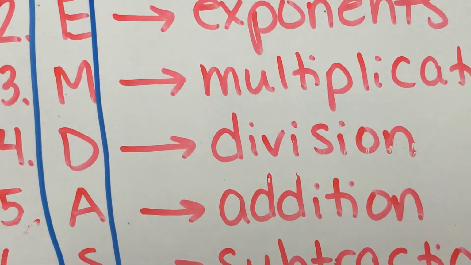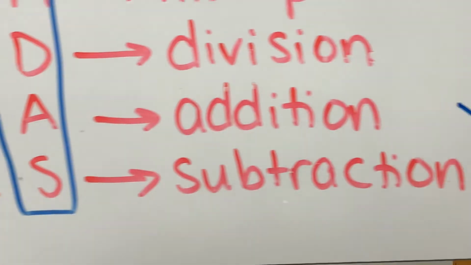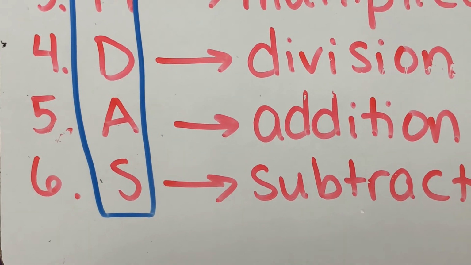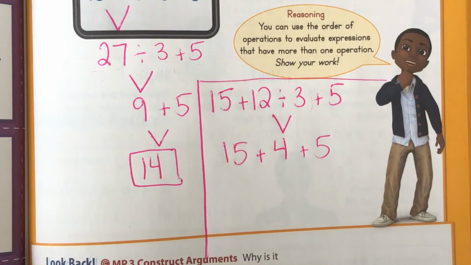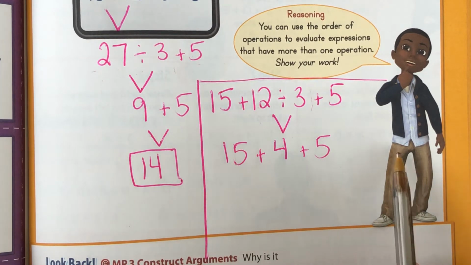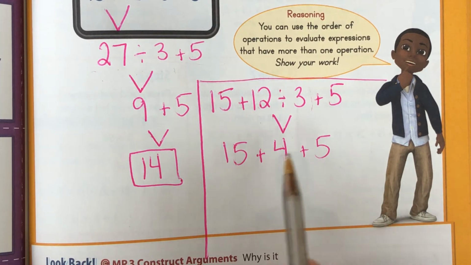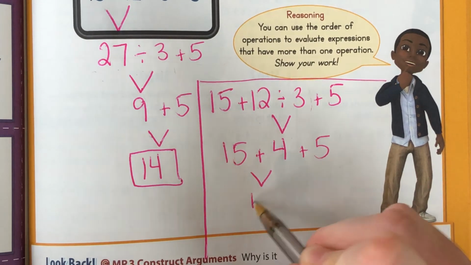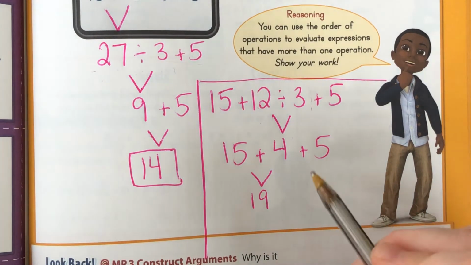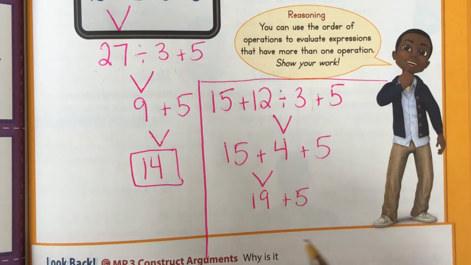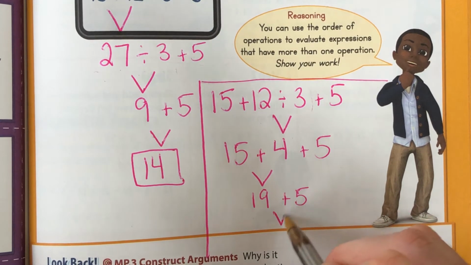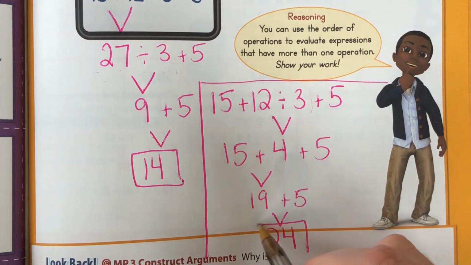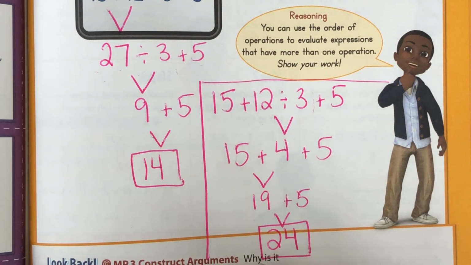We did multiplication and division, and now we just have addition and subtraction, left to right. Well, if we look at our problem, the only thing left is addition. So we're just going to do it left to right. So 15 plus 4 is 19. Bring down the plus 5. 19 plus 5 is 24. And that's how we get 24.